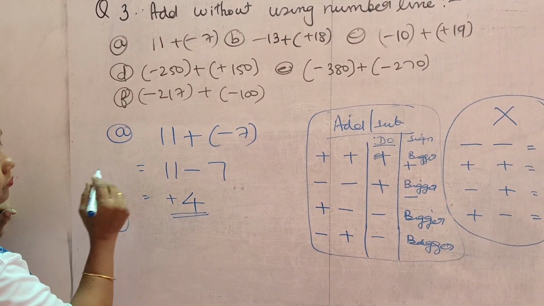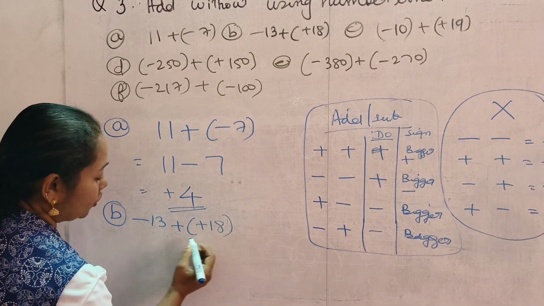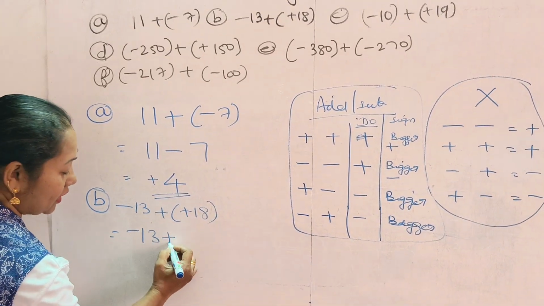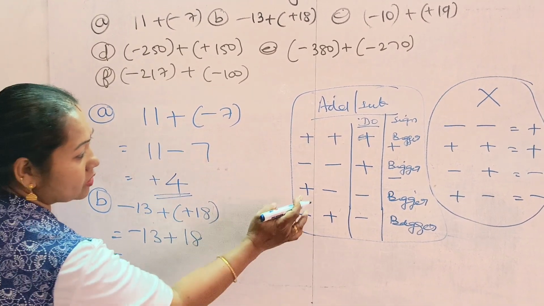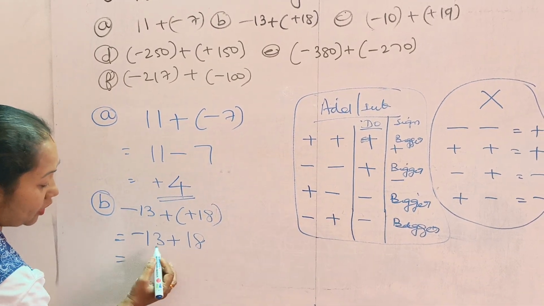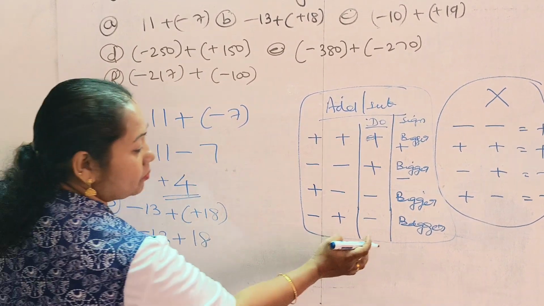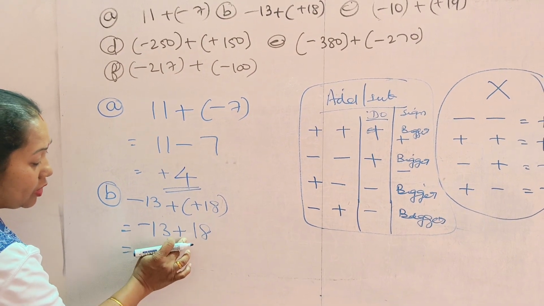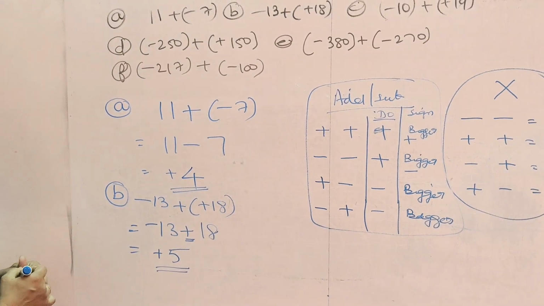That is in the D part: minus 13 plus 18. So minus 13, and plus into plus, plus 18. One number is minus and the other one is plus, so we will do subtraction. That is 18 and 13, subtraction. 18 minus 13 is 5. Now which sign do we have to put? The bigger one. In both these numbers, 18 is the bigger number. So we will take the sign of plus. That is plus 5. Okay.